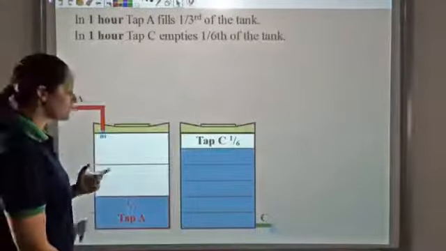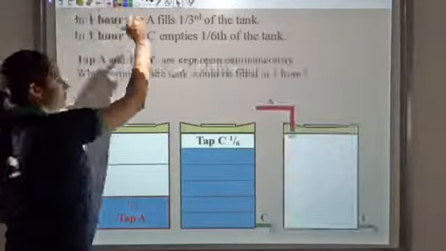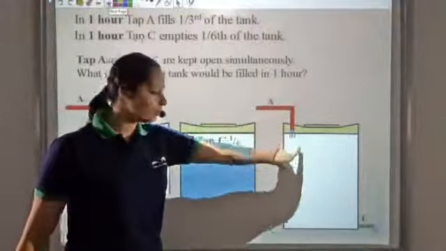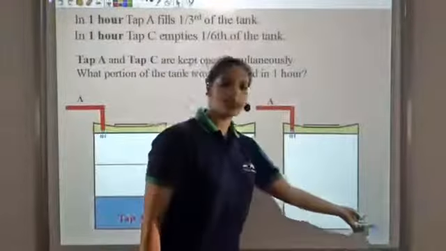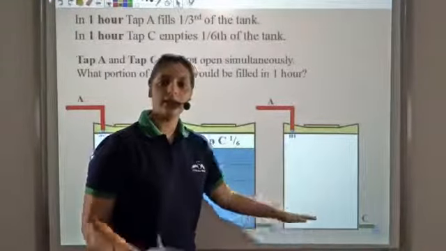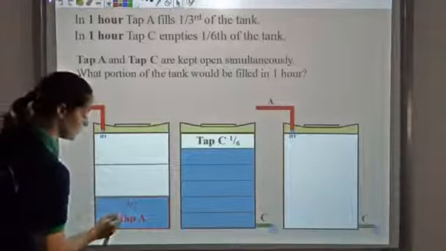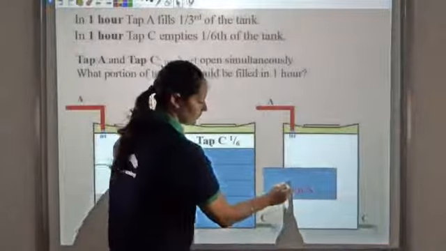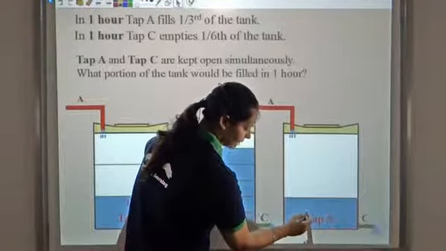Now what happens is, I open both these taps together. So tap A is also open and tap C is also open. If both these taps are open simultaneously, what portion of this tank would be filled in 1 hour? I know tap A is filling 1/3, so I can put tap A there. This is the work that will be done in an hour by tap A.